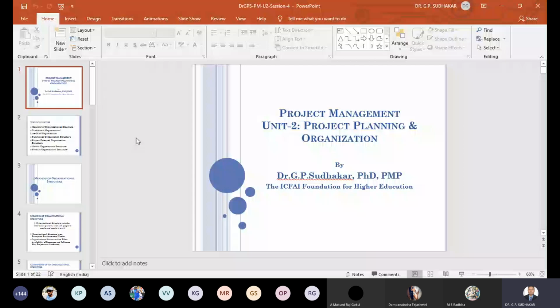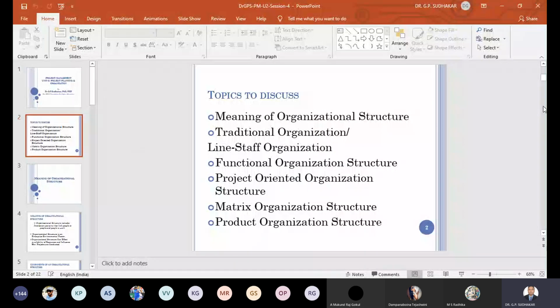Then we will see what is a functional organization, what is the structure of a functional organization, what are the advantages, disadvantages, like that. Next we will see what is a project oriented organization structure, followed by what is matrix organization structure, and finally we will conclude the session with product oriented organization structures, right?